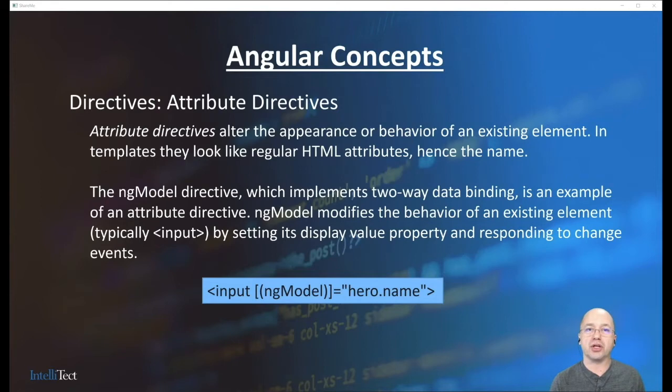And the way to tell the difference between a structural directive and an attribute directive is that asterisk before the directive. So attribute directives are going to probably be either enclosed in square brackets or within parentheses. And then structural directives are going to start with an asterisk. Okay.